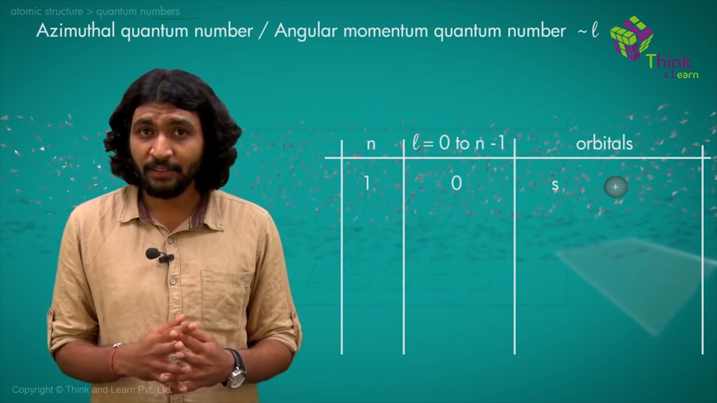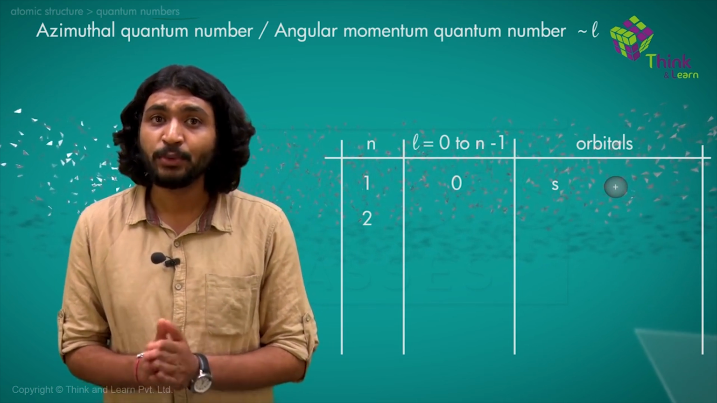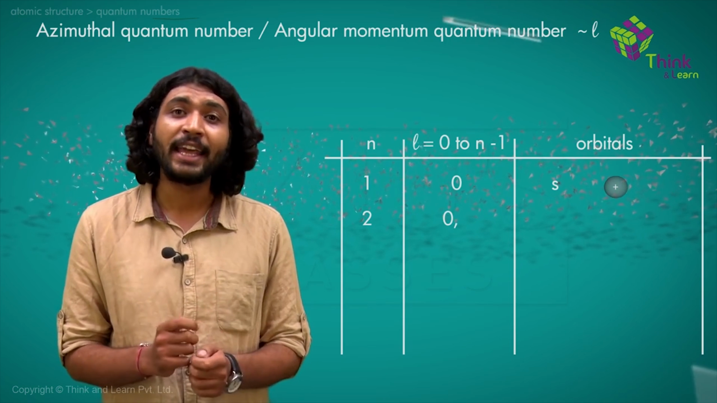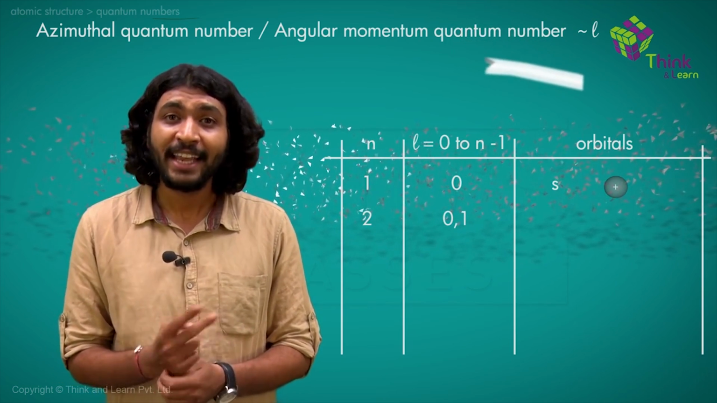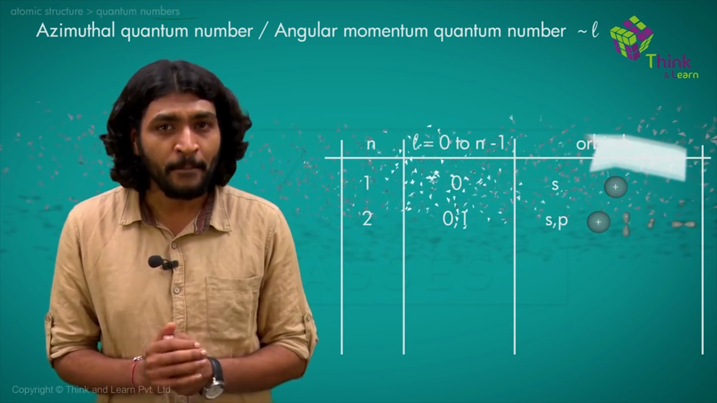Now for the second energy level, n is equal to 2, and we know that L takes values from 0 to n minus 1. So we have L is equal to 0 and 1. So in the second energy level, we have both the s orbital and the p orbital.